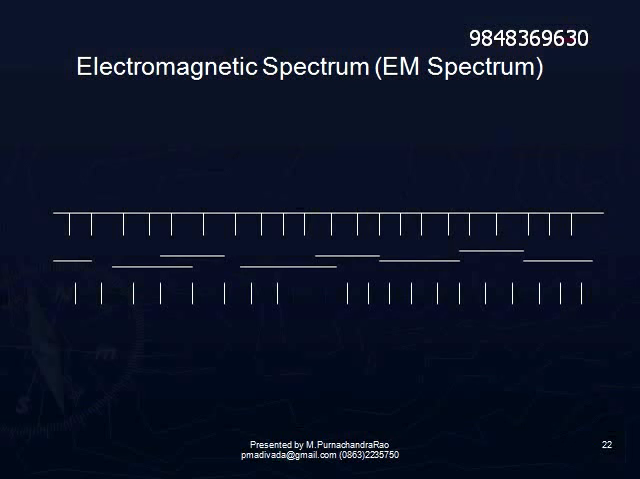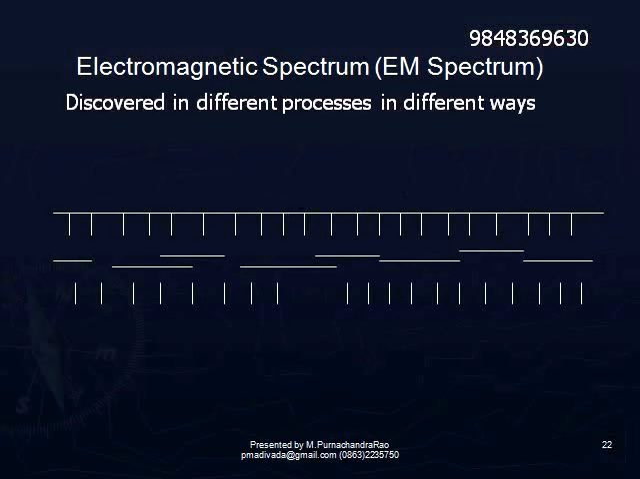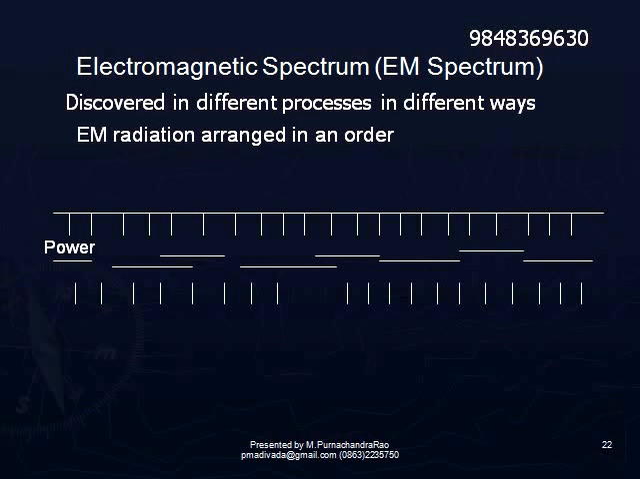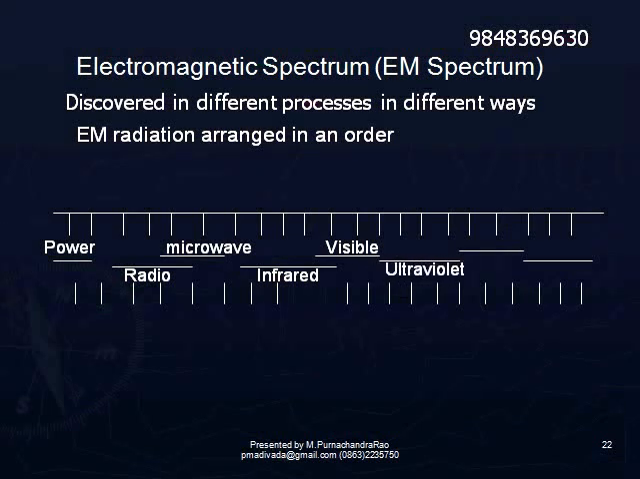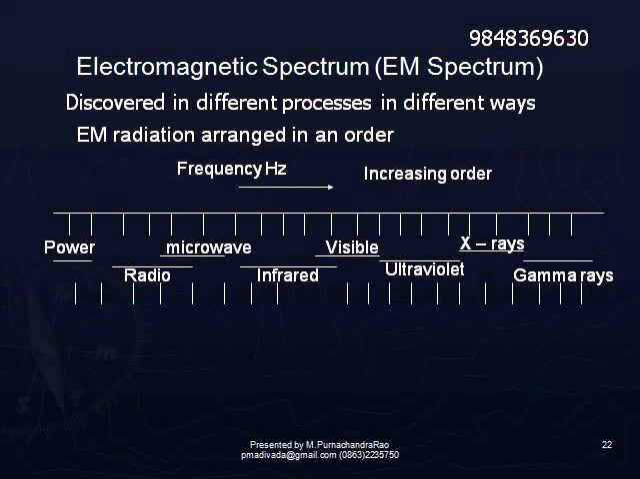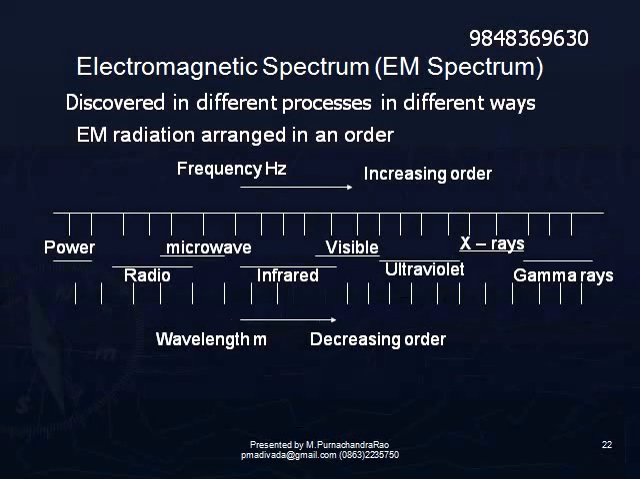Electromagnetic spectrum. Electromagnetic radiation is discovered in different processes and it is named with different names in different regions. First, let us recollect the names that are given to this radiation: power waves, radio waves, microwaves, infrared, visible, ultraviolet, X-rays, gamma rays. These are the different names that are given to electromagnetic radiations of different ranges.